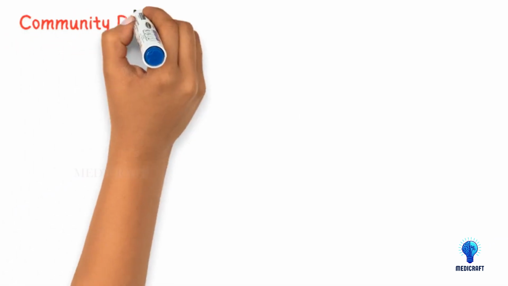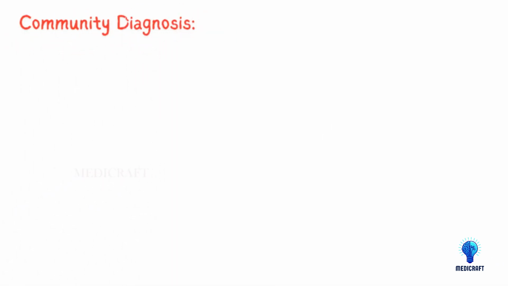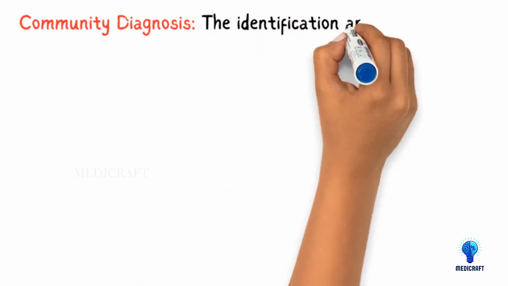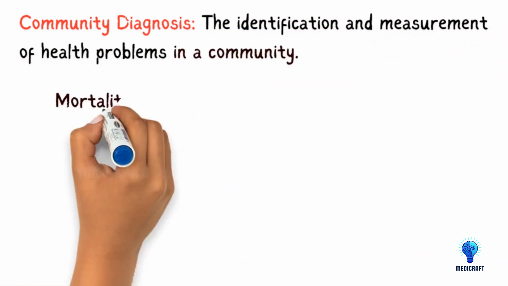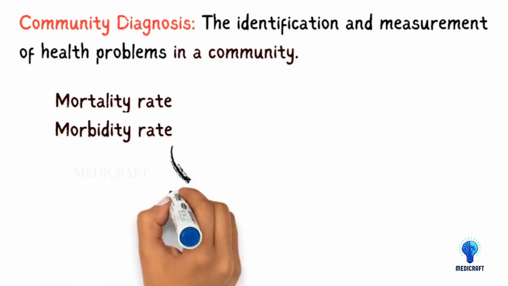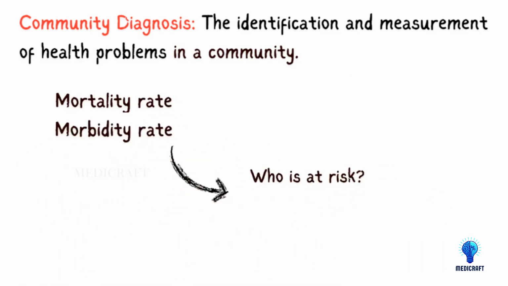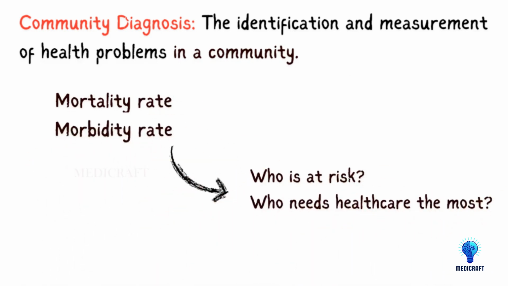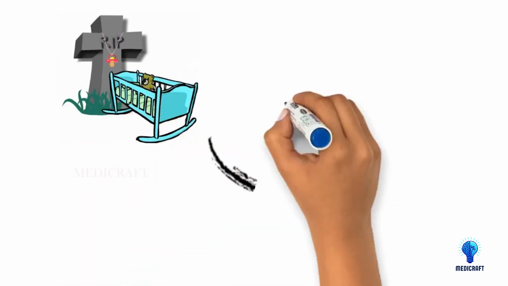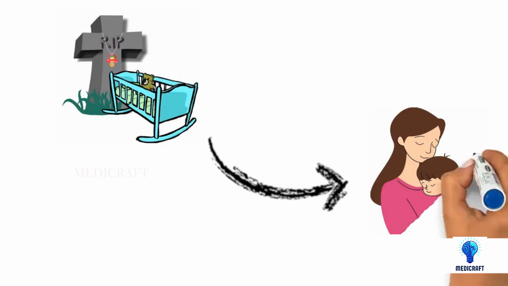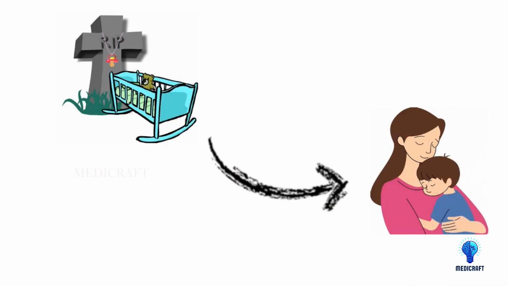Let's start with community diagnosis. And no, it's not diagnosing a disease like a doctor would for a patient. It's actually the identification and measurement of health problems in a community. We use things like mortality and morbidity rates to figure out who is at risk, who needs healthcare the most. For example, if a town has high infant mortality rates, public health teams will focus on improving maternal and child health care. Makes sense, right?